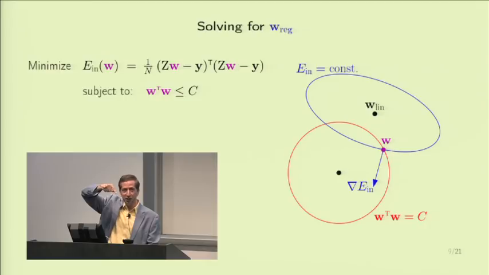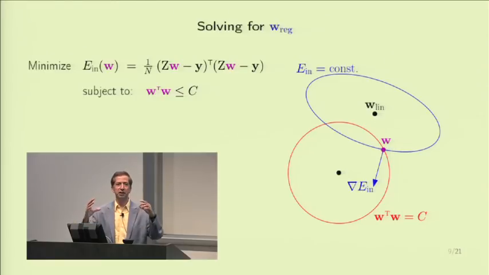So the only change it is allowed will have to be orthogonal to this. So the direction of the gradient will be this way, and I'm putting it outside because E_in grows as you move away from W_lin. Okay? So that's one vector.